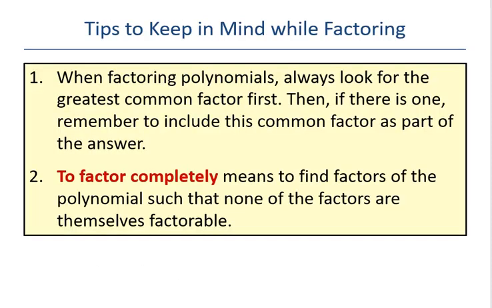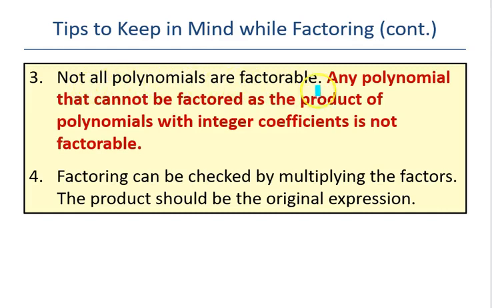So, tips to keep in mind while factoring. When factoring polynomials, always look for the greatest common factor first. Then if there is one, remember to include this common factor as part of the answer. That means when we factor something out, it's still got to be there somewhere. To factor completely means to find all the factors of the polynomial such that none of the factors are themselves factorable. Not all polynomials are factorable. We've seen that. Factoring can be checked by multiplying the factors. The product should be the original expression.